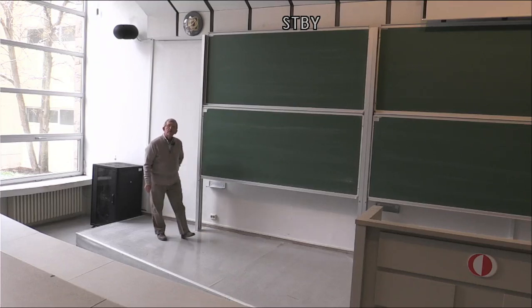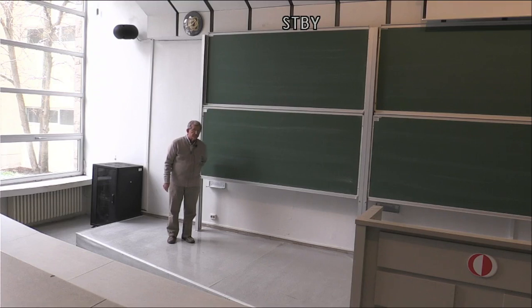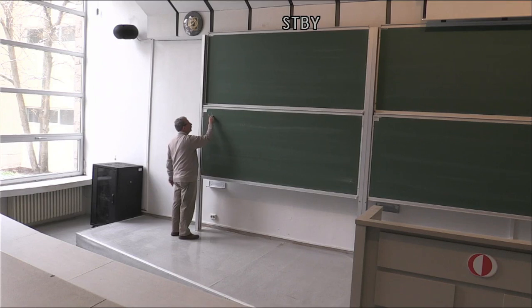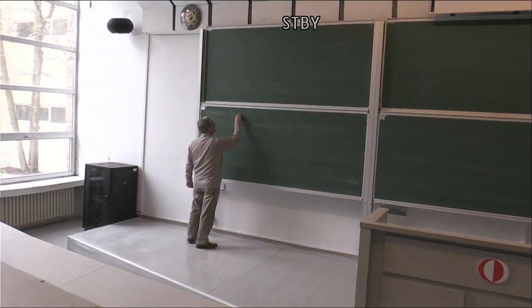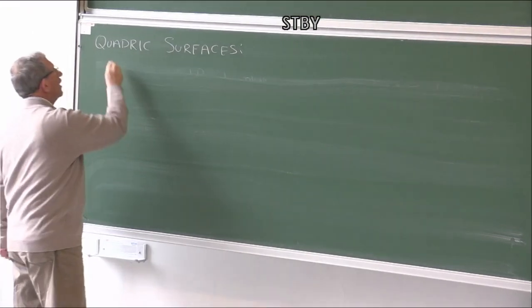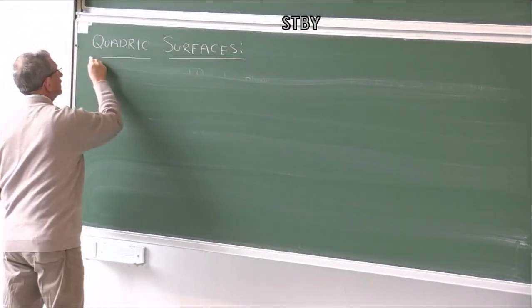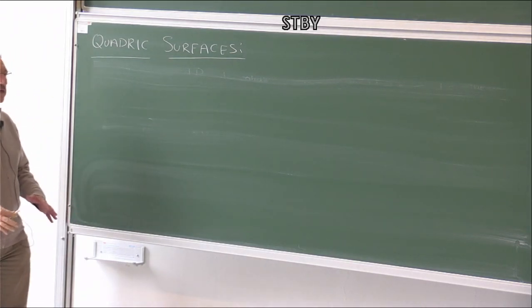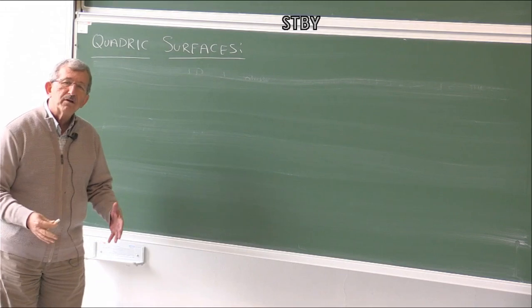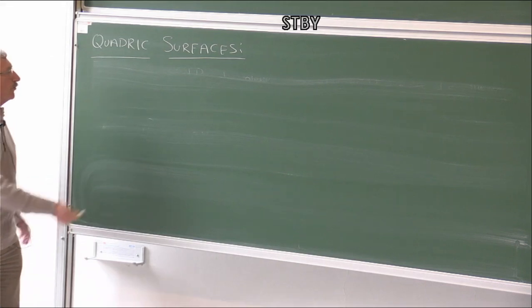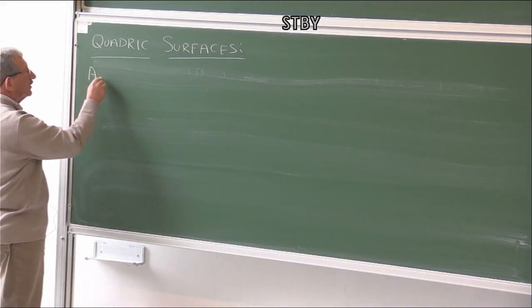In this video, we will discuss a lot of geometry, actually, in space. We will start with quadric surfaces. Okay. What is a quadric surface? It is a surface which is described by the zeros of a polynomial of degree 2 in space.